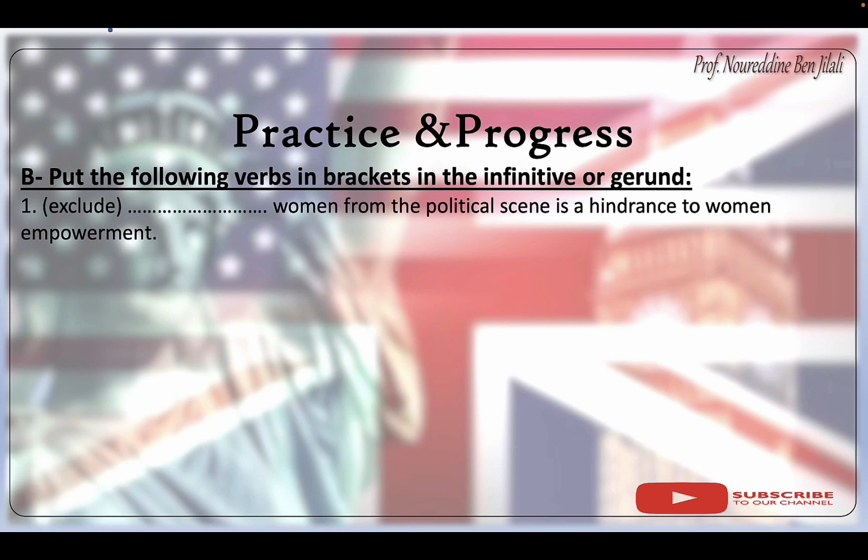B. Put the following verbs in brackets in the infinitive or gerund. Number 1, exclude women from the political scene is a hindrance to women empowerment. So this place is the place of the subject, and we've seen before that gerund can be the subject or object of a sentence. So the correct form here is excluding, gerund. But remember that when we want to add ing to verbs ending with the E, we delete the E before adding ing.